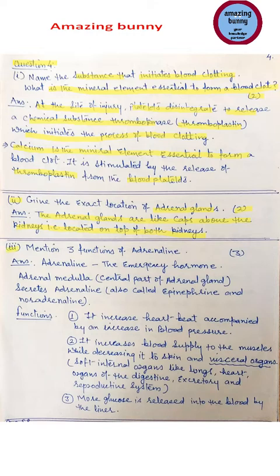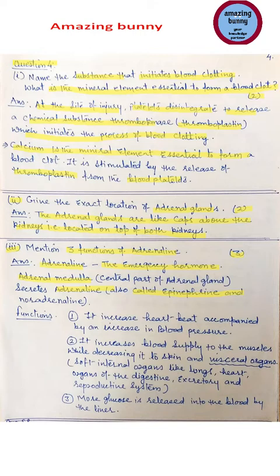Part 3 of question number 4. Mention 3 functions of adrenaline. Adrenaline, which is also known as the emergency hormone, is secreted by the adrenal medulla, which is the center part of the adrenal gland. This secretes adrenaline, which is also known as epinephrine or noradrenaline. There are various functions of adrenaline.